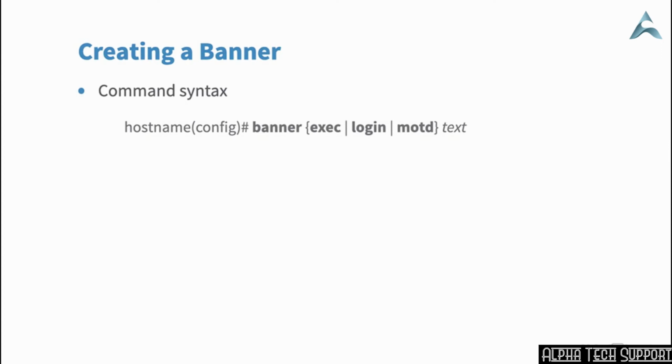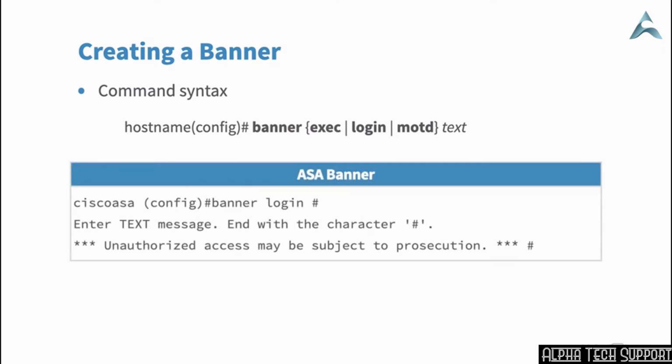So creating a banner is pretty simple. Here is the syntax, and what you see in the curly brackets is the choice, whether it's exec, login, or message of the day. And here we see an example of a banner. It says enter the text message and end the message with a pound character. Now that special character can be anything. It can be an @ symbol, it can be a question mark, it doesn't matter. But the key is that that special character cannot be used within the text message.